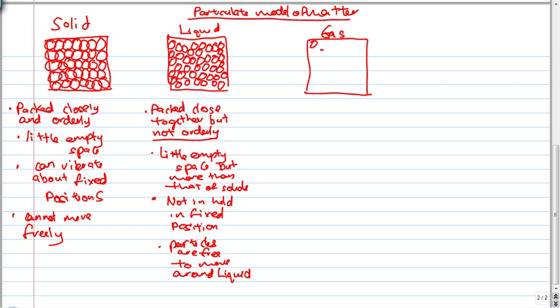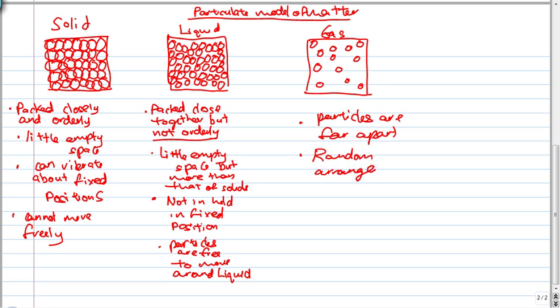What about the particles in a gas? The particles in a gas really are far apart and absolutely random. So particles are far apart, in an absolutely random arrangement. And they're free to move anywhere in the container.